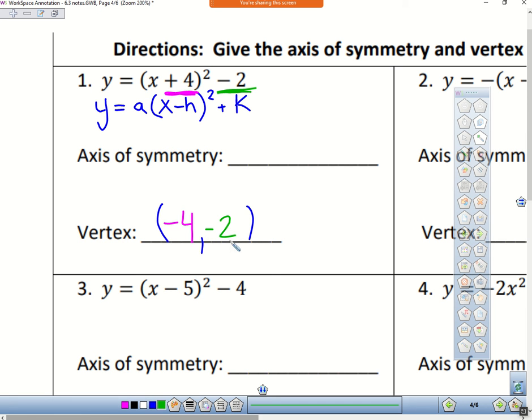Everybody see that? Now, axis of symmetry is always x equals whatever the first coordinate of your vertex is, which is x, which is negative 4 in this case. So whatever the x coordinate of your vertex is going to be the axis of symmetry. Does everybody get that? Okay, let's try the next one.